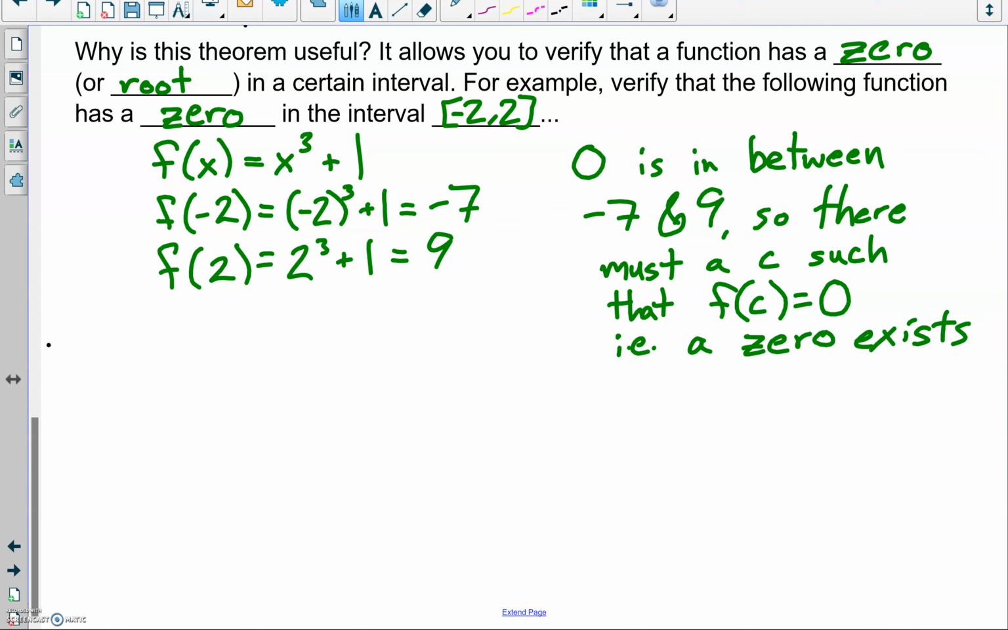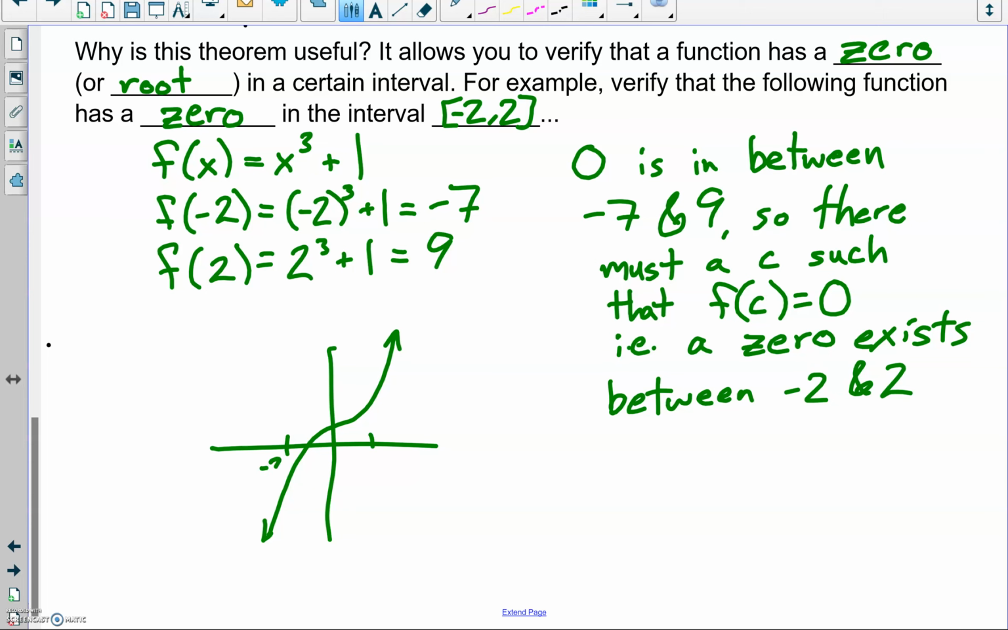And if you were to look at this graphically, you would see something like this. And if you were to look at the numbers here between -2 and 2, that's the place where it's going to be crossing. So at any rate, that's how you use the intermediate value theorem to show that zeros exist.